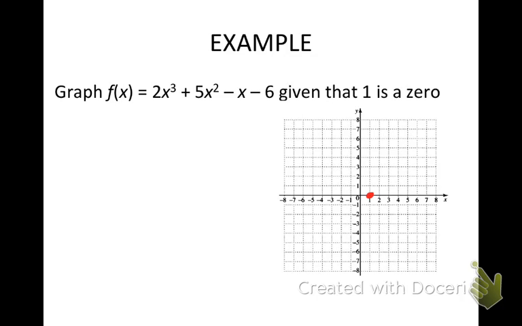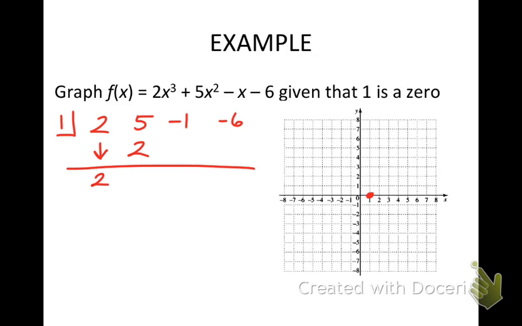What did we do back in, we use synthetic division. What goes in my half box? Let's plug in 1. My coefficients are 2, 5, -1, -6. Let's go ahead and work it out. Bring down that 2. 1 times 2 is 2. 5 plus 2 is 7. 7, adding makes 6. 6, remainder of 0, perfect. So that means it is correct that it is a 0. Now I'm left with 2x squared plus 7x plus 6.